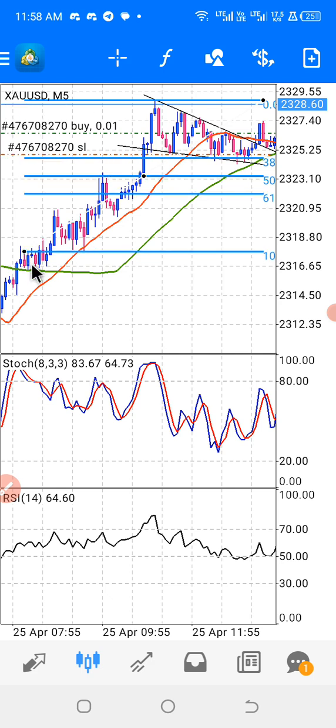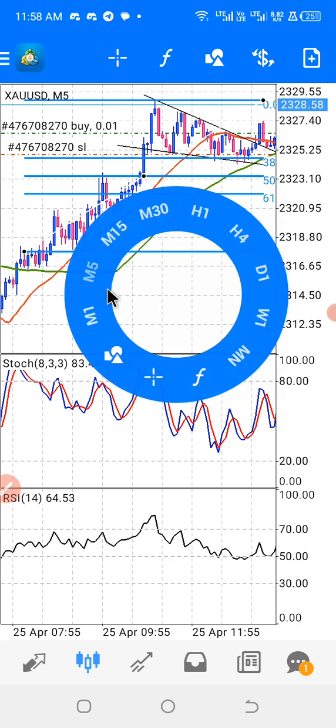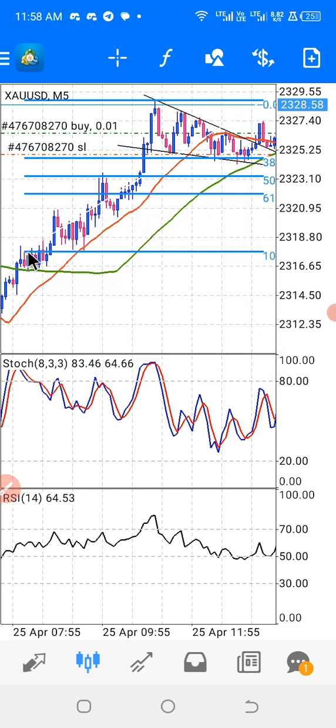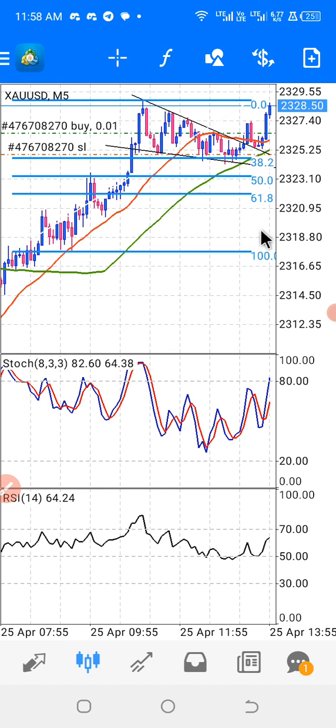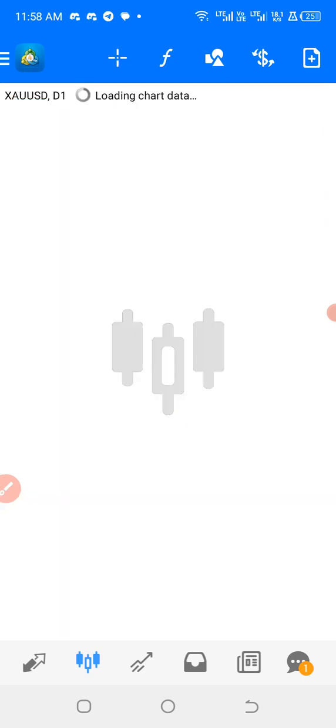From this swing low, you know this is a swing low, all right? From this swing low to the swing high. So what do we have there? See, price reacted off the 38.2 Fibonacci level. Okay, you can see it. All right. So guys, that is what I want to let us know.